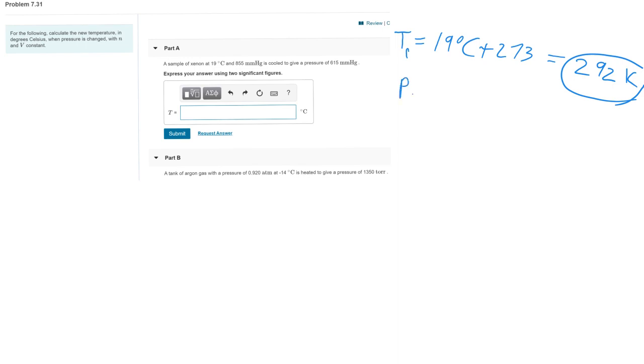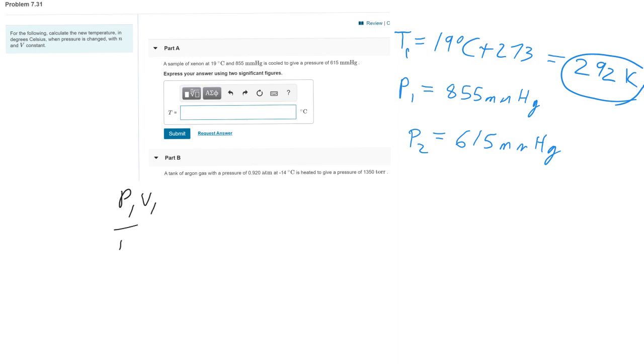Then they tell us that the related pressure is 855 millimeters of mercury. They then tell us that we have a second pressure of 615 millimeters of mercury. Well, we have two pressures and one temperature. And whenever you have two of anything, you have to use your combined gas law.